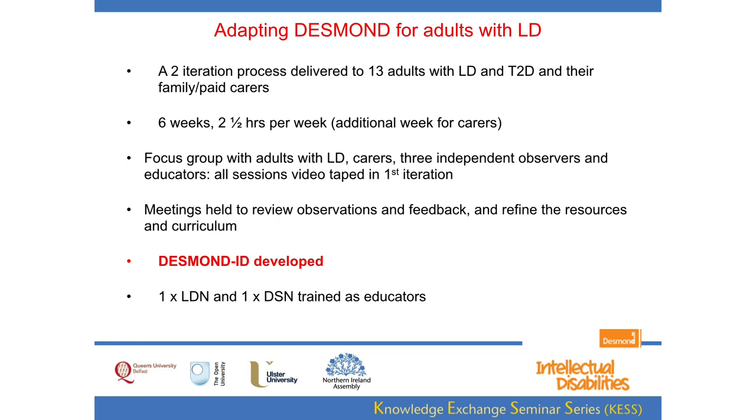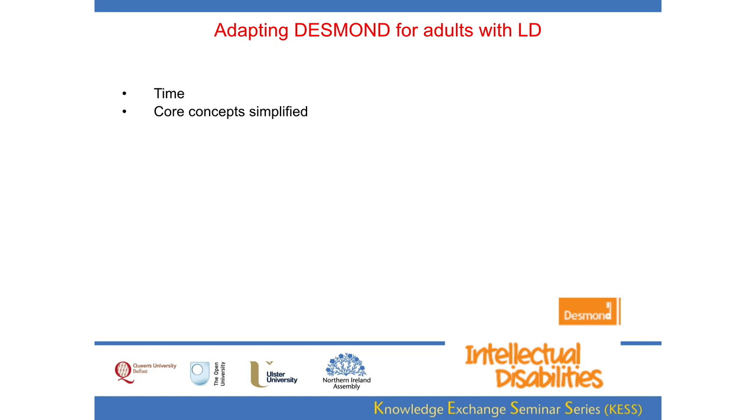And then we had two iterations. The first time we delivered it to 7 people with learning disabilities and type 2 diabetes, and we delivered it over 6 weeks. Each person got £20 for coming along. They spent the day at the university. We delivered the broken down version of DESMOND. We videotaped it and then we did focus groups.